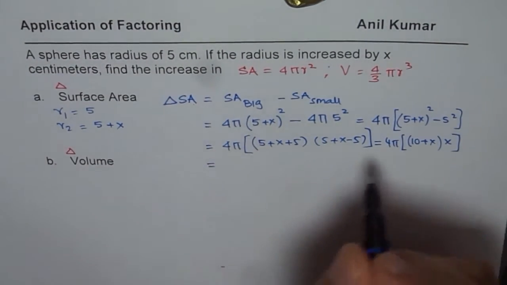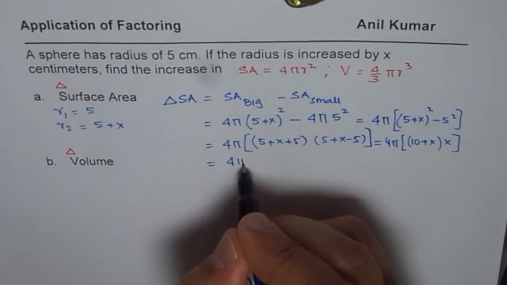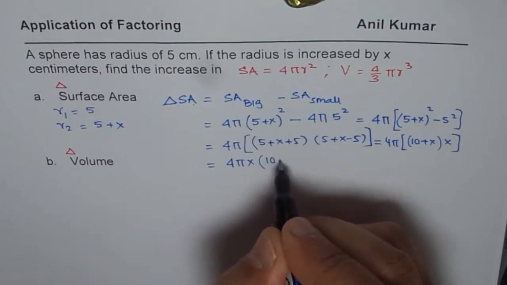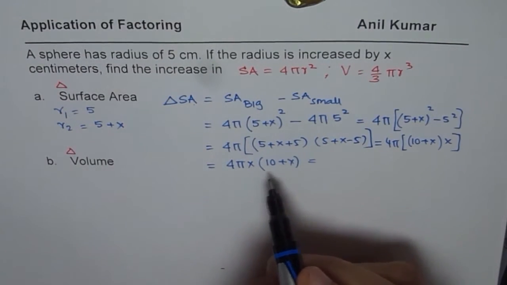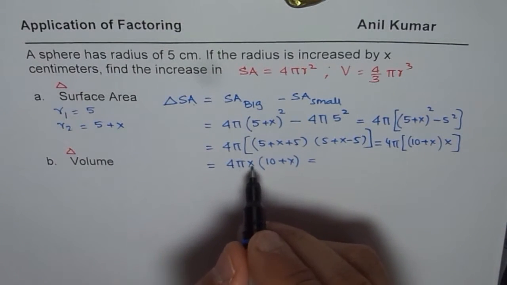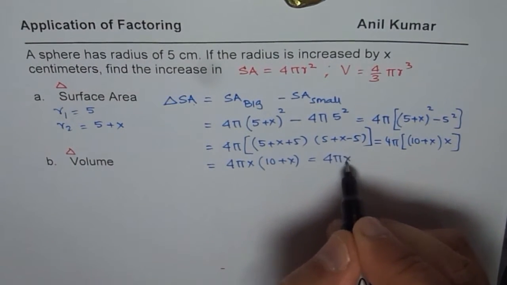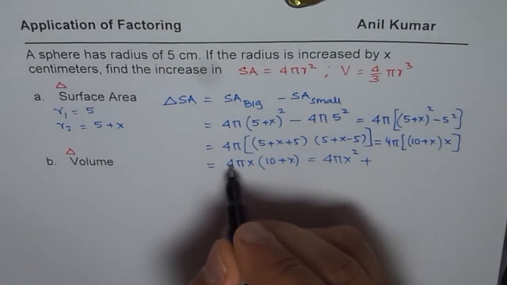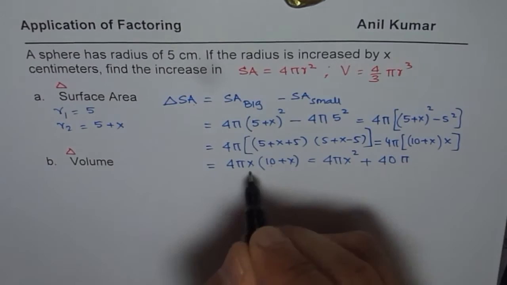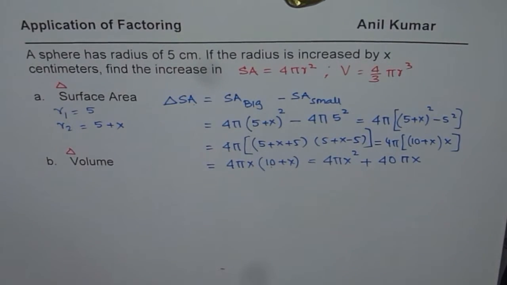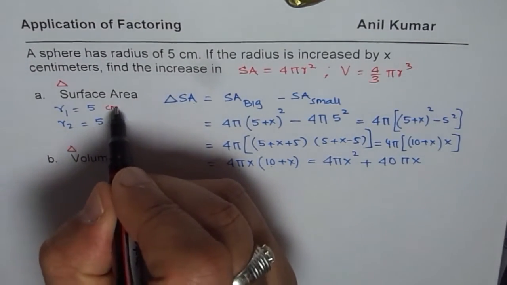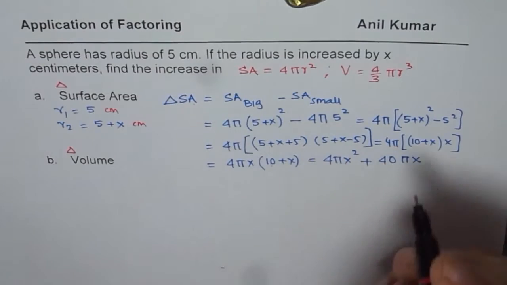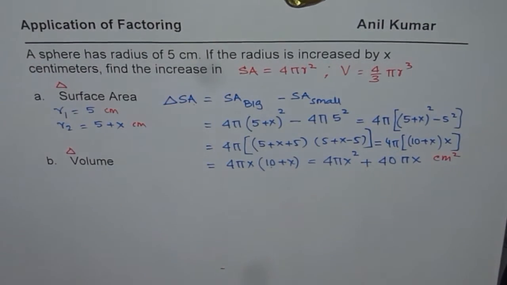So you get your formula, which is 4 pi x times (10 plus x). You could also expand and write it if you want. Either way, the answer is correct. So you could write this as 4 pi x squared plus 10 times 4, which is 40 pi x. And the units will be centimeters square, since this is centimeters, and when you square centimeters, you get centimeter square as your units. So that is how you could solve it.